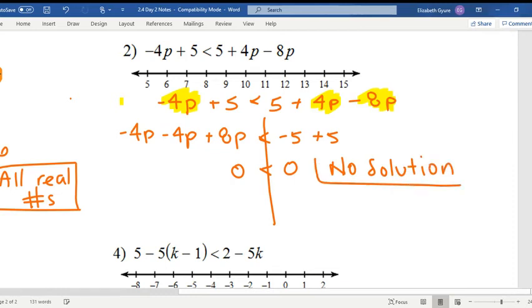So, Dallas, if there's no solution, no numbers will work for it, right? So do I need to shade anything on my graph? Correct.